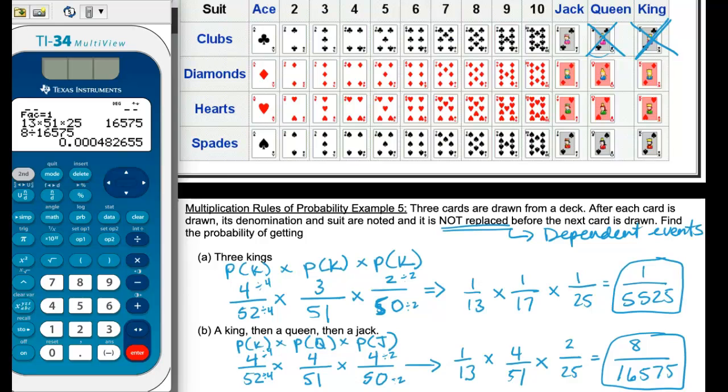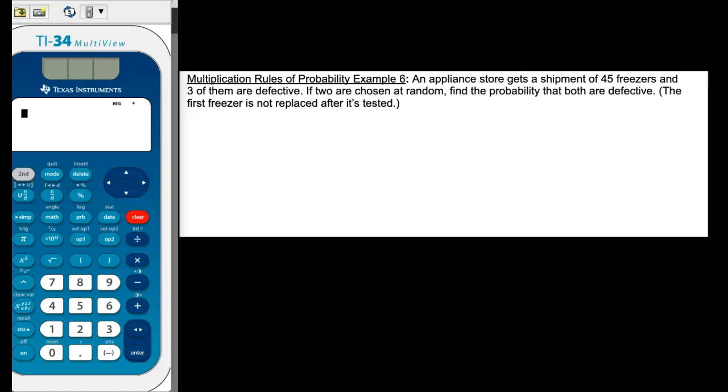Okay, so let's look at one more example. In example 6, we have an appliance store that gets a shipment of 45 freezers and 3 of them are defective. If 2 are chosen at random, find the probability that both are defective. Because we have successive events, that means one thing is being chosen and then another, so we need to use our multiplication rules. And in this case, since the first freezer is not replaced after it's tested, these are dependent events.